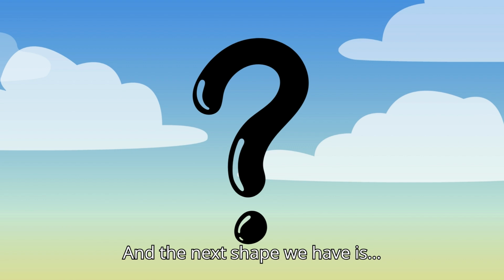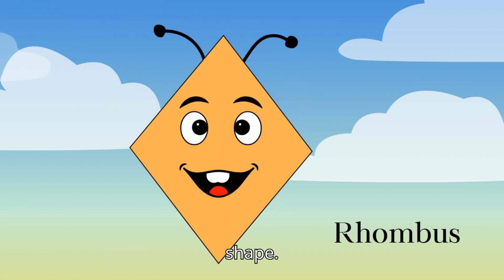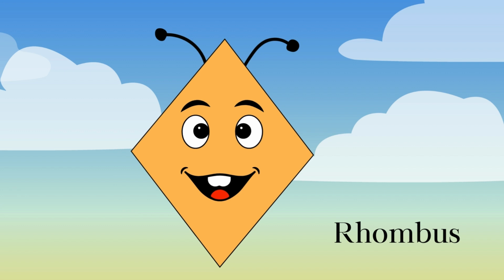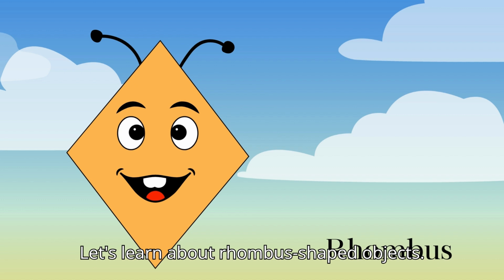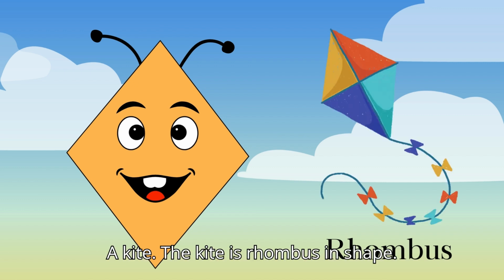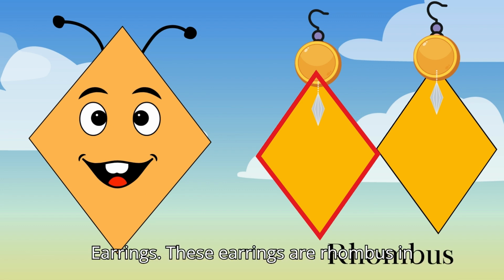And the next shape we have is rhombus. It is also called a diamond shape. Let's learn about rhombus-shaped objects. A kite. The kite is rhombus in shape. Earrings. These earrings are rhombus in shape.